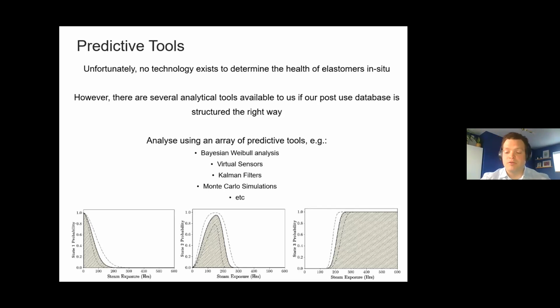And the final point I want to make is that we're not replacing a risk-based approach to elastomer asset management. What we're trying to do here is inform the risk-based approach. So we're trying to increase and improve the accuracy of our risk assessments. That's ultimately what we're trying to do.